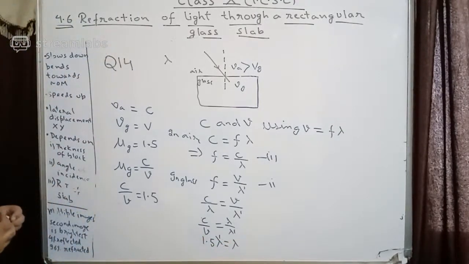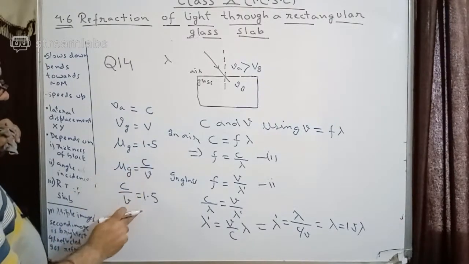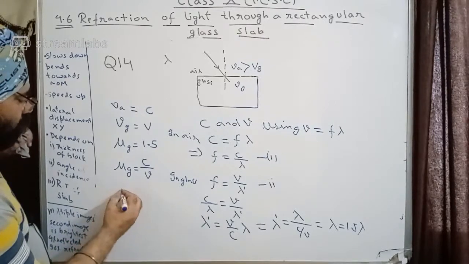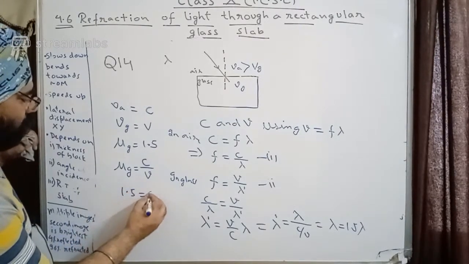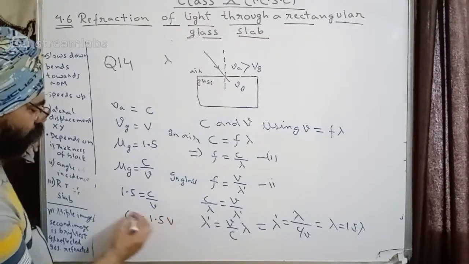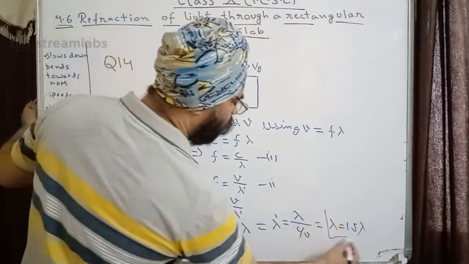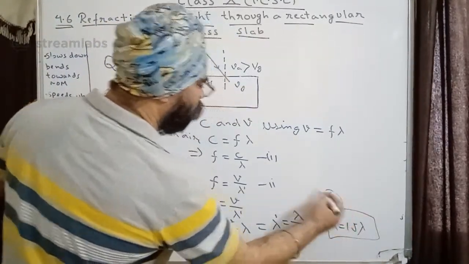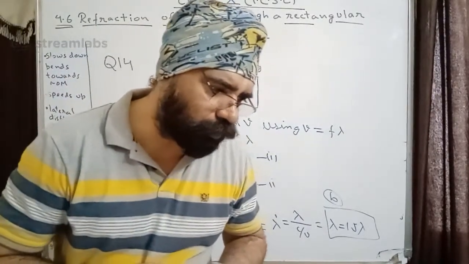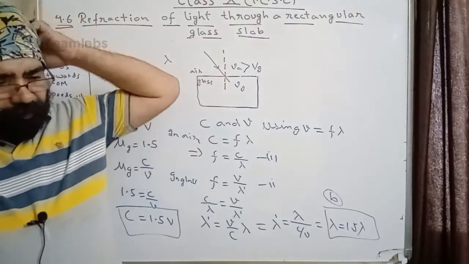ये वेवलेंथ का उनका रिलेशनशिप आ गया. Okay, so this is C by V, so इन दोनों में 1.5. Okay, so 1.5 is equal to C by V, so C is equal to 1.5 V. So this is our A का आंसर and this is our B का आंसर. Clear? Kritika says understood both. Kritika, समझ में आ गया?